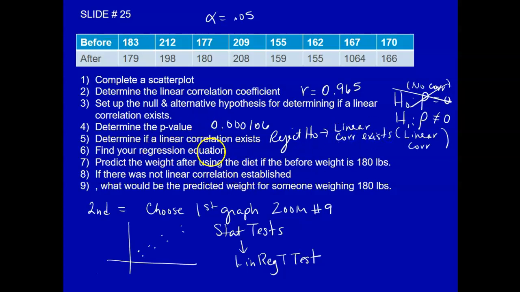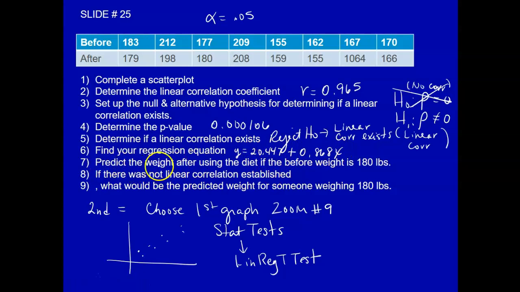So find our regression equation. That's going to be, again, from this linreg t-test. You're going to find the A and the B. So my A is going to be 20.447, and my B is 0.868. So this is my equation.